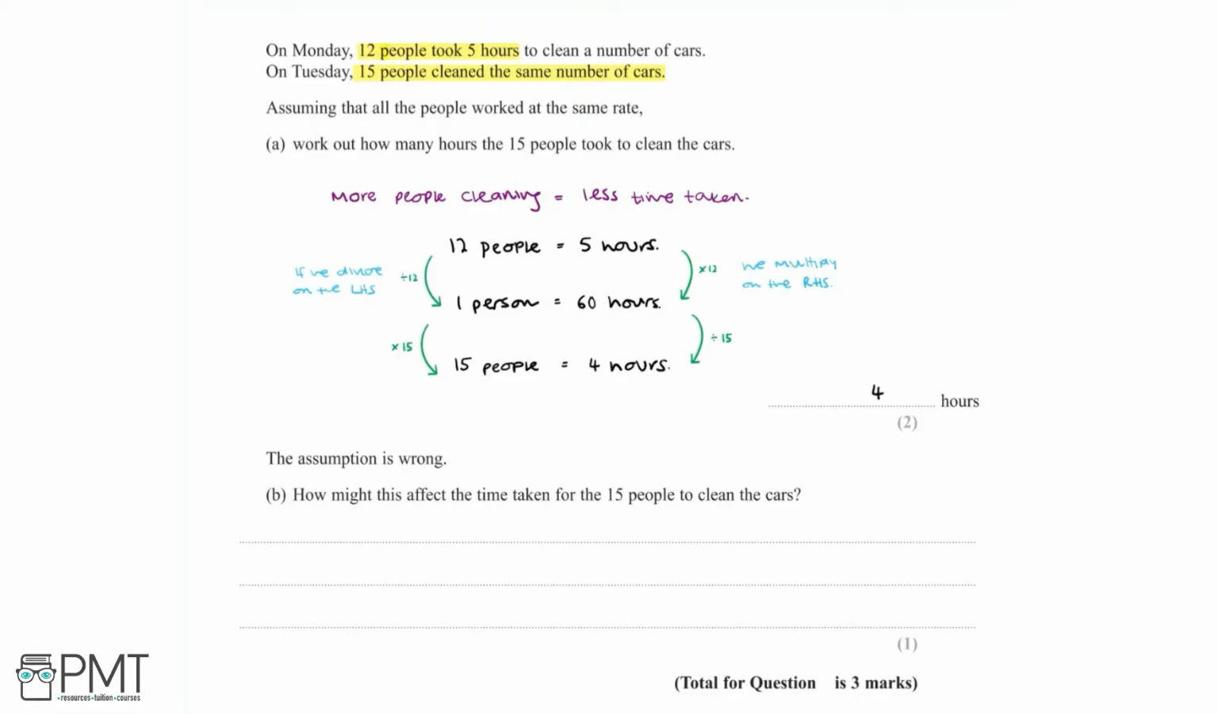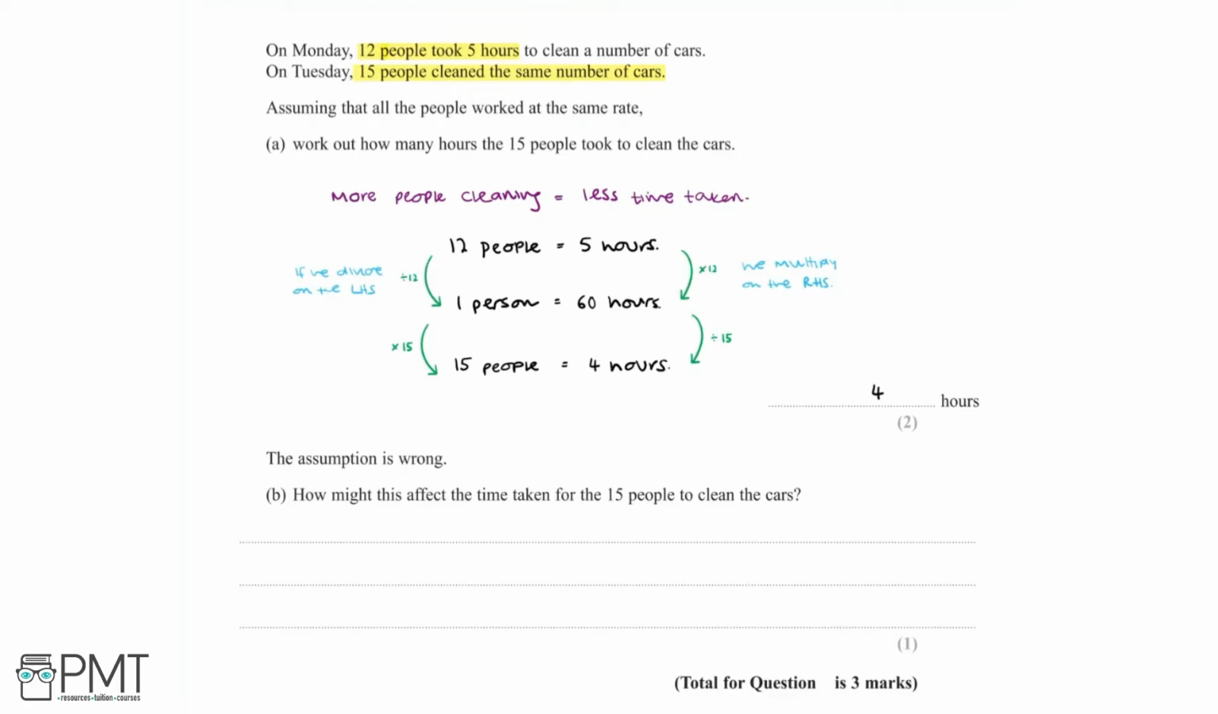Now in part B, we're told that the assumption is wrong, and we need to explain how this might affect the time taken for the 15 people to clean the cars. Now the original assumption was that all of the people worked at the same rate. Now if this assumption is wrong, it could take more time to clean the cars, or it could take less time to clean the cars, and we're not given enough information to figure out whether it would be more or less.